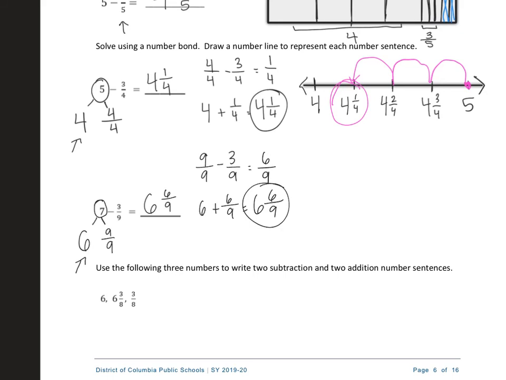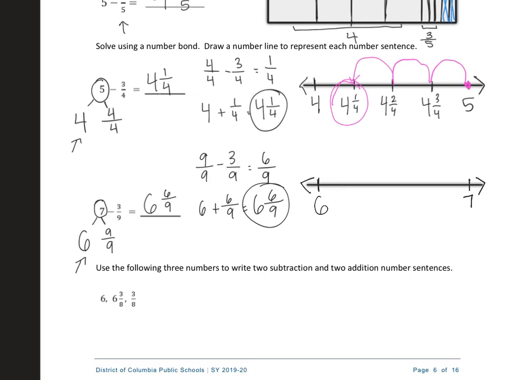All right. So now we have to show this on our number line again. So go ahead and draw your number line. Now, we are starting with 7. And we are subtracting 3/9. So if we're starting at 7, remember, I know that this is going to be my end point because I'm going backwards, I'm subtracting. And if I'm subtracting 3/9, I know that that's not 1 whole. So I don't need to go more than 1 whole behind 7. So my starting point is going to be 6.